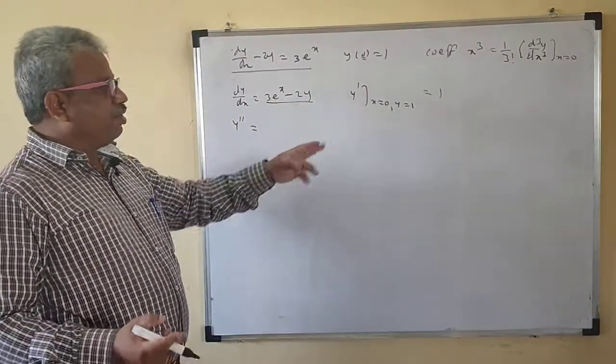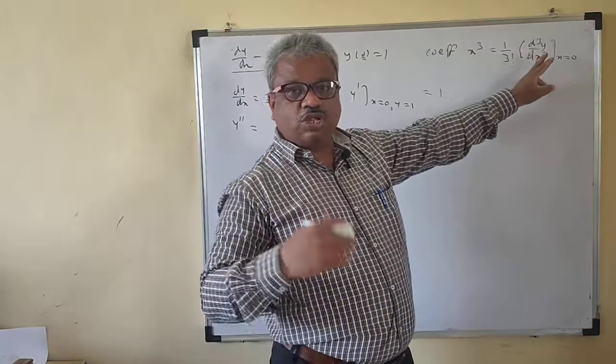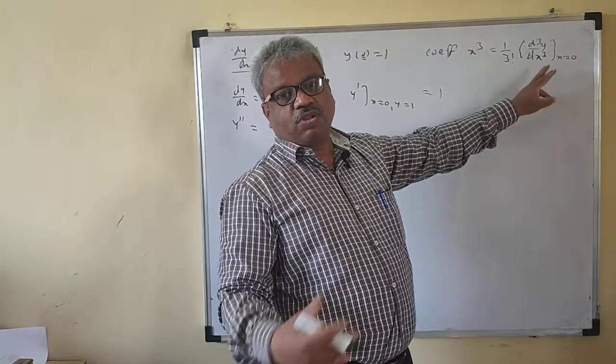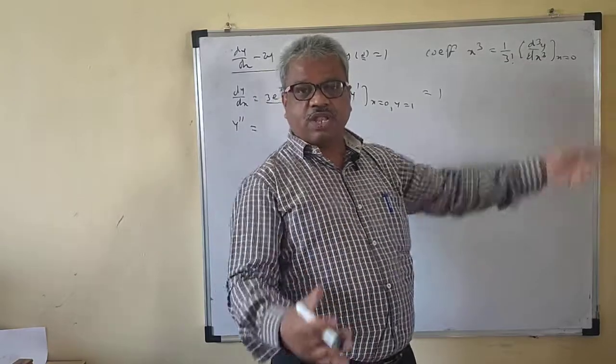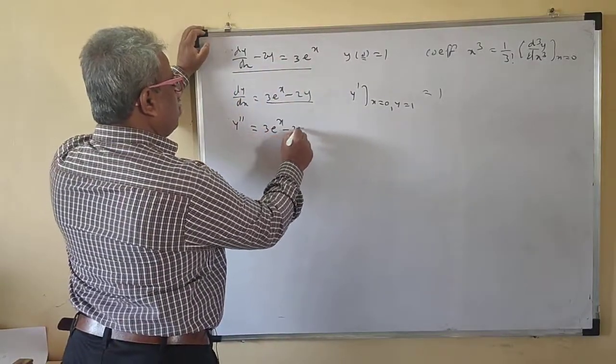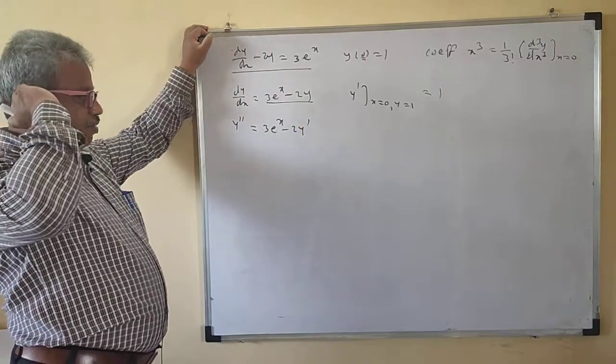We have to differentiate f. So this is x cube. So you need to differentiate f of x, y 2 times only. To find the third derivative, that means you have to differentiate f of x, y 2 times only. Okay, so we'll differentiate this. This is e raised to 3x minus 2y, times 3 minus 2y prime.